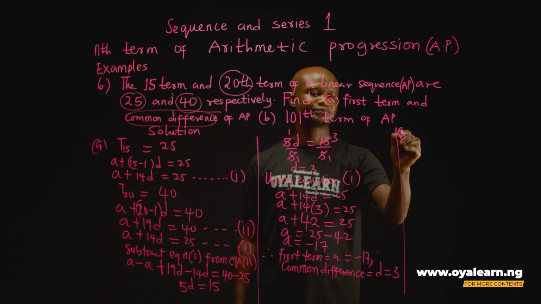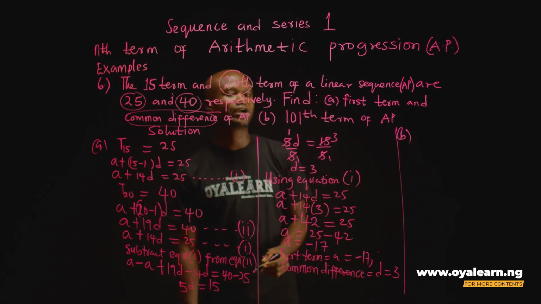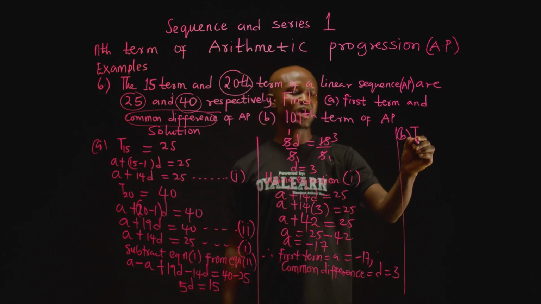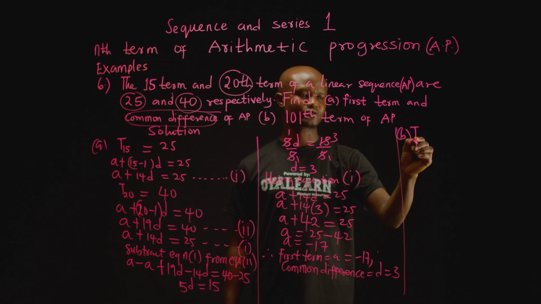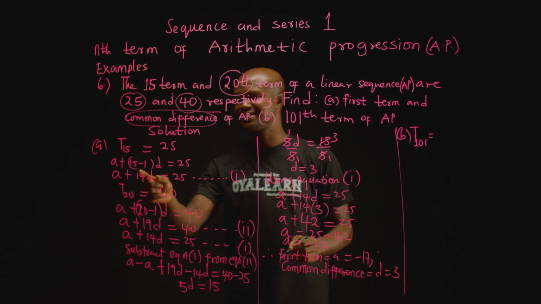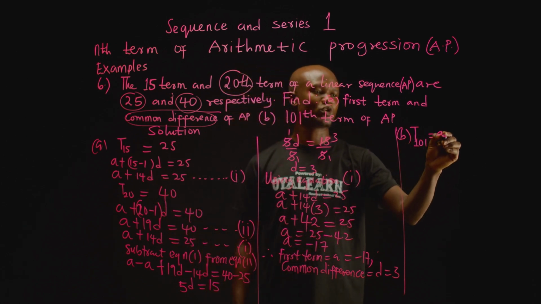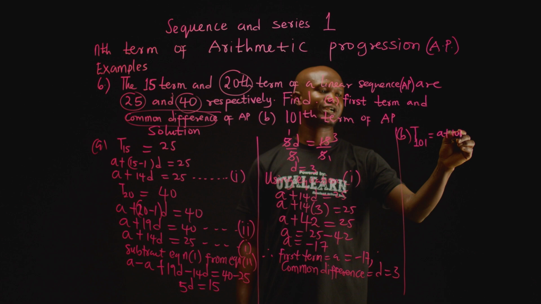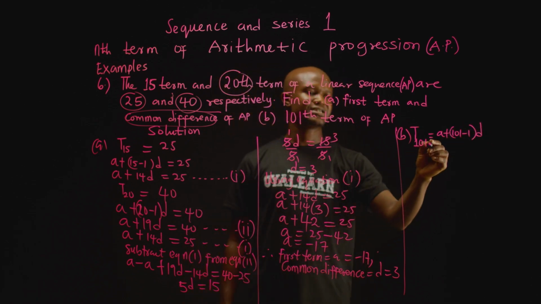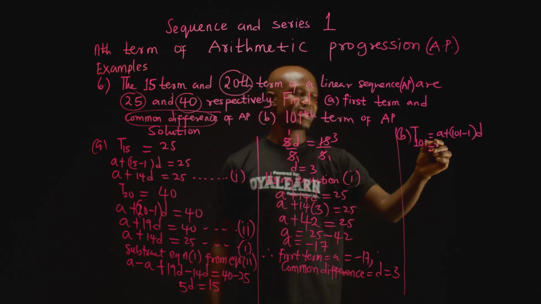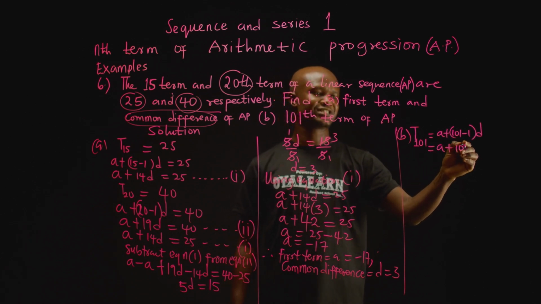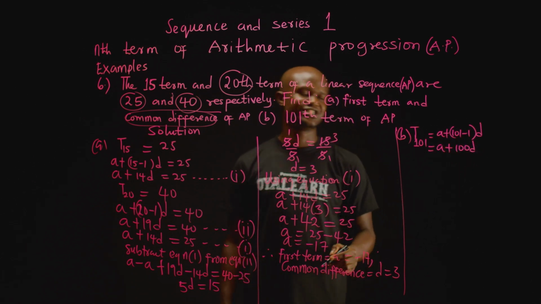Now we are going to solve the last part of the problem, which is B. We have to find the 101st term of the AP. That is T101. Based on the formula, T101 will be A plus 101 minus 1 D. We can simplify this as A plus 100D.